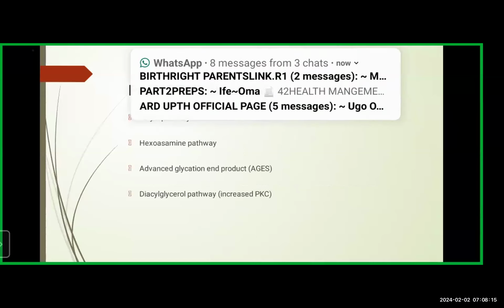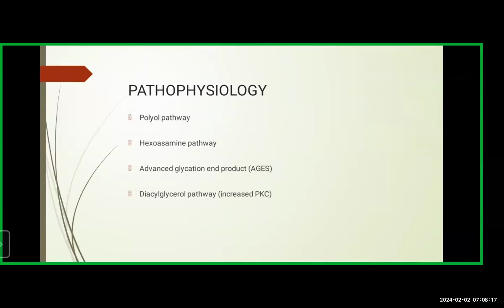Now, for the pathophysiology of DFU, I know it has been extensively discussed 3 days ago, but I want to summarize that the following pathways are implicated: the polyol pathway, hexosamine pathway, the advanced glycation end product pathway, and also the diacylglycerol pathway. All these will cause angiopathy, neuropathy, ischemia, structural damage, and of course, lead to ulceration.